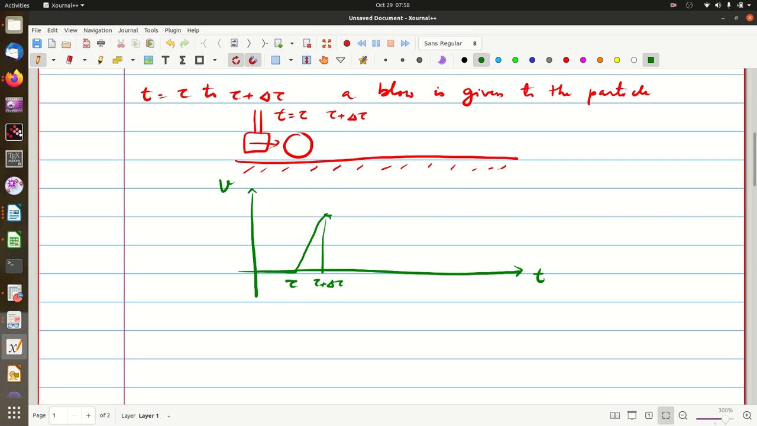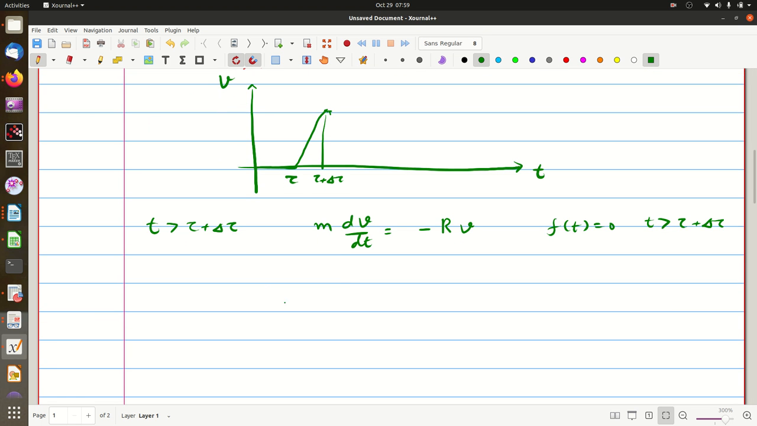So because there is no force acting on it, that means for t greater than tau plus delta tau, basically the equation that we have is m dv by dt equal to minus r times v, because f of t is 0 for t greater than tau plus delta tau. So this can be easily solved. This is basically a simple equation. So we can write it as dv by v equal to minus r by m times dt.